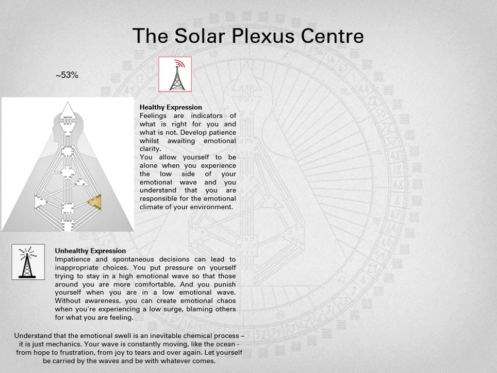Coming from an unhealthy expression, you find that impatience and spontaneous decisions can lead to inappropriate choices. You put pressure on yourself, trying to stay in a high emotional wave so that those around you are more comfortable, and you punish yourself when you are in a low emotional wave. Without awareness, you can create emotional chaos when you experience a low surge, blaming others for what you are feeling.